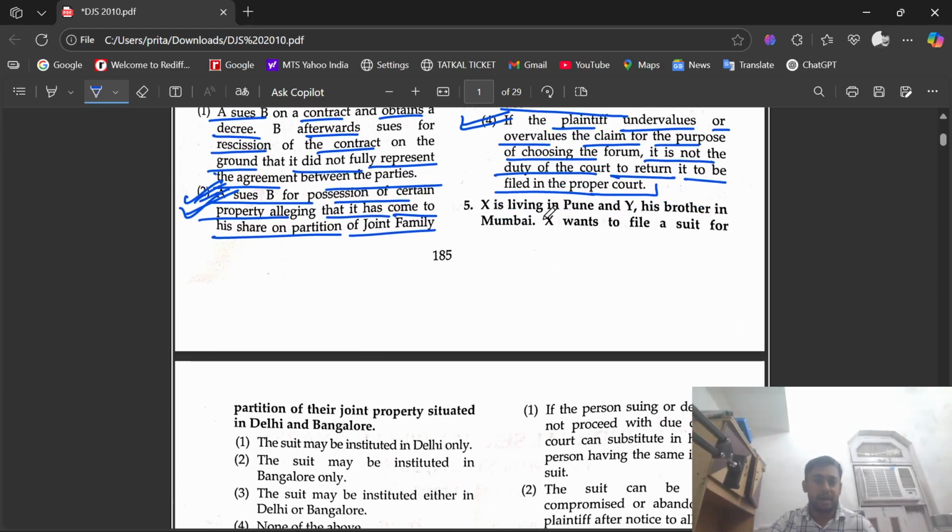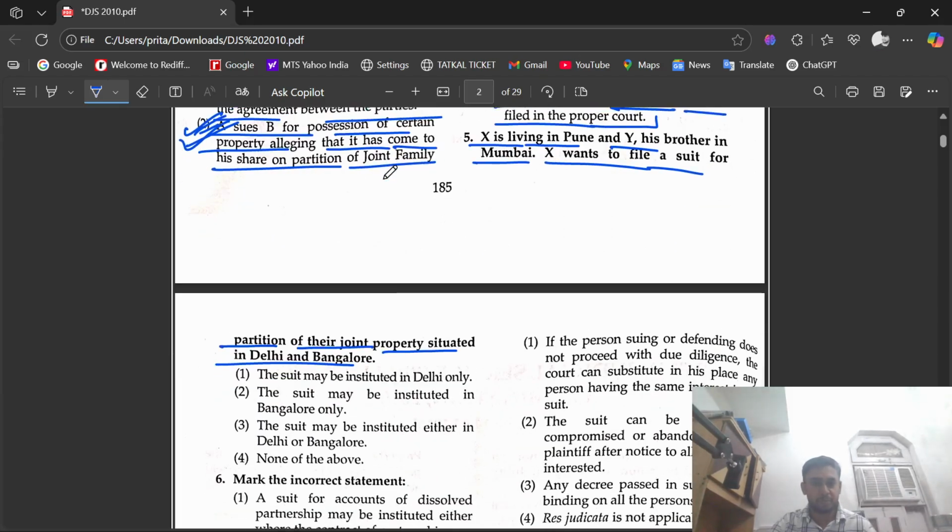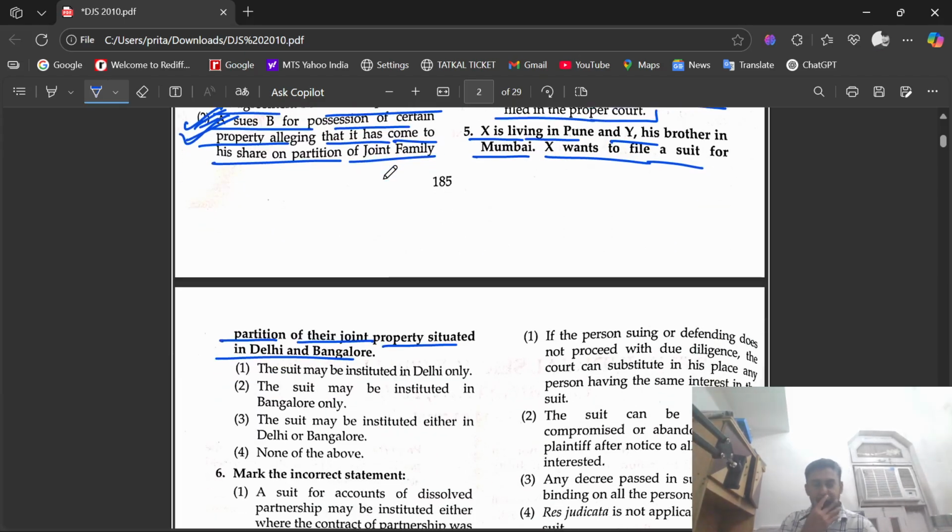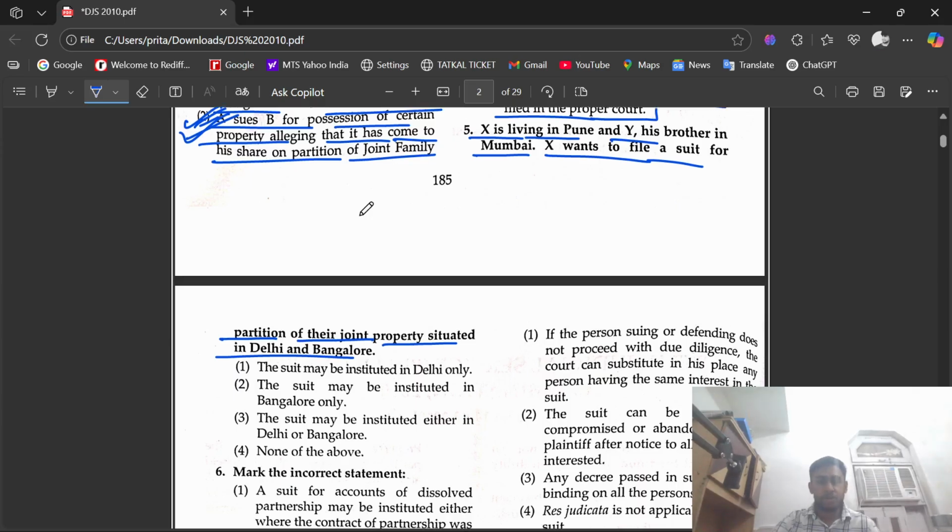Question number 5. X is living in Pune and Y, his brother, is in Mumbai. Where is Y living? In Mumbai. X wants to file a suit for partition of their joint property situated in Delhi and Bangalore. They are living in Pune and Mumbai, and the property is in Delhi and Bangalore. Now where does the jurisdiction lie? That's an interesting question. Let's see.